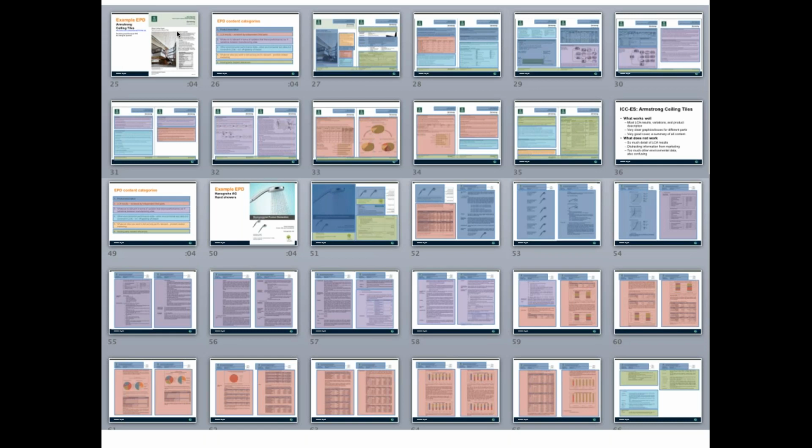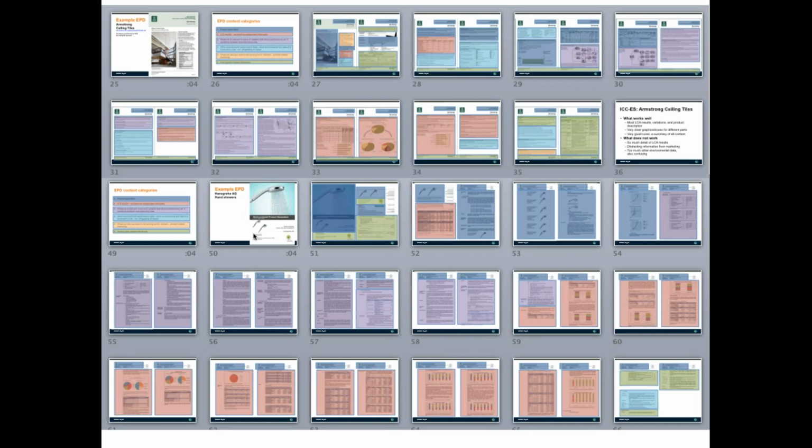Now remember, here's this early Armstrong ceiling tile. This was a Cadillac of EPDs. It had so much content and diagrams, and it was amazing. And notice there's a good amount of teal, not so much orange, but a fair balance.